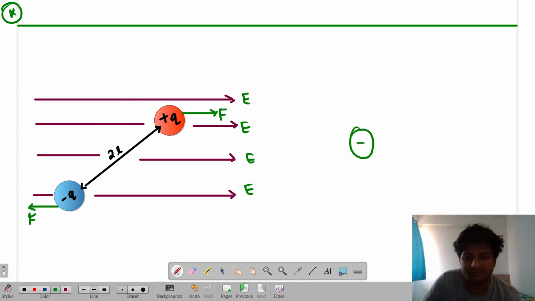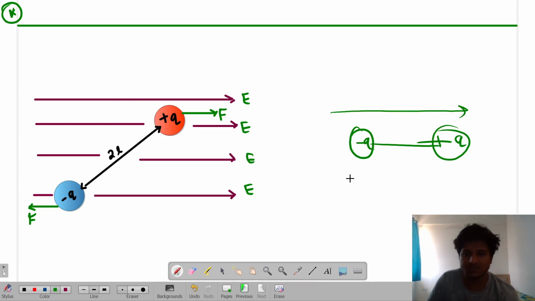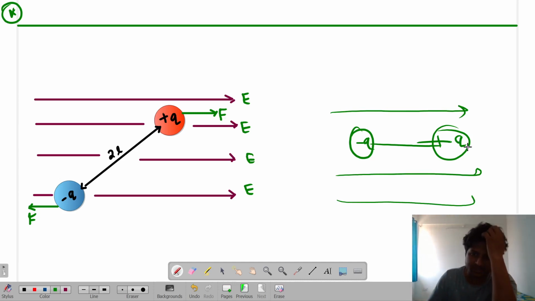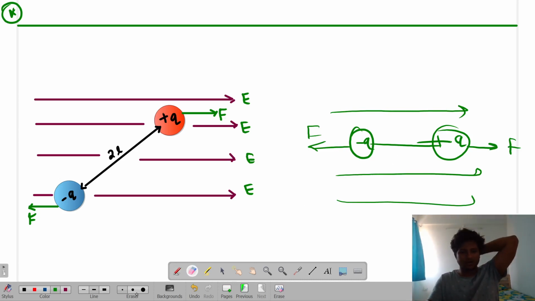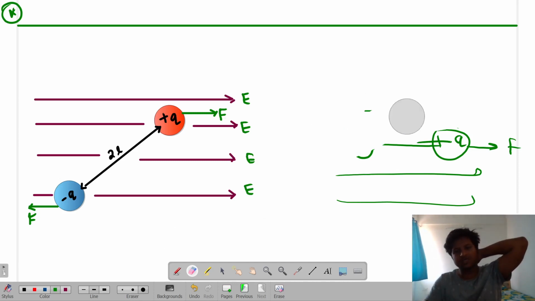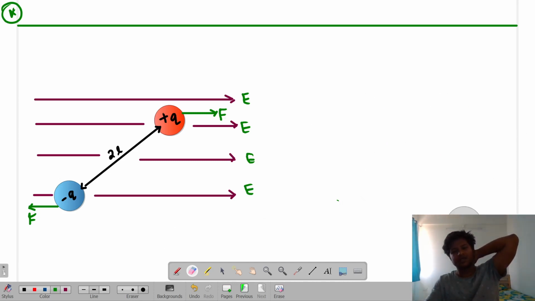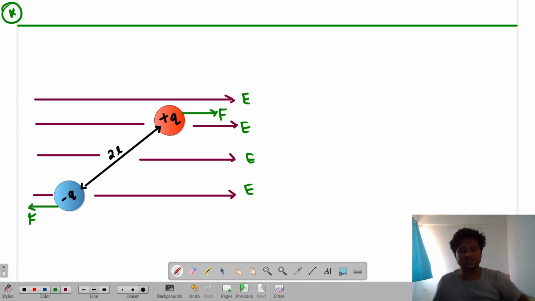What if I place this minus q and plus q in this direction, along the field? Then initially, this is feeling the force towards this side, this is feeling the force towards this side, so no charge will go anywhere. Is that clear or not? They will not rotate. So the minimum condition to rotate is that I need to put them at some angle theta with respect to the direction of electric field. Are you able to get me?